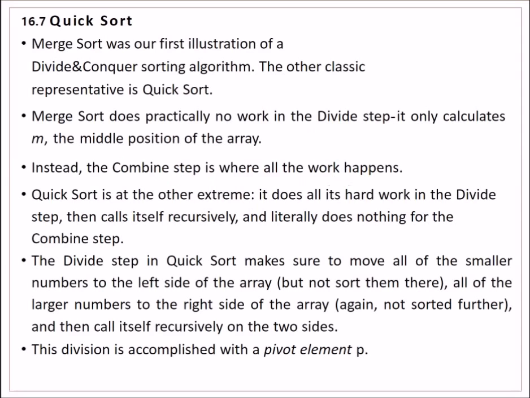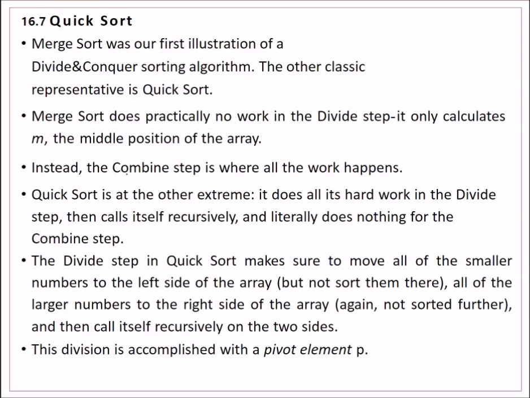In sorting algorithms, today we will see quicksort and merge sort. They are classic examples of divide and conquer. Merge sort divides the array or the values with respect to the middle position, meaning it divides the array exactly in half, and then comes the combine step.